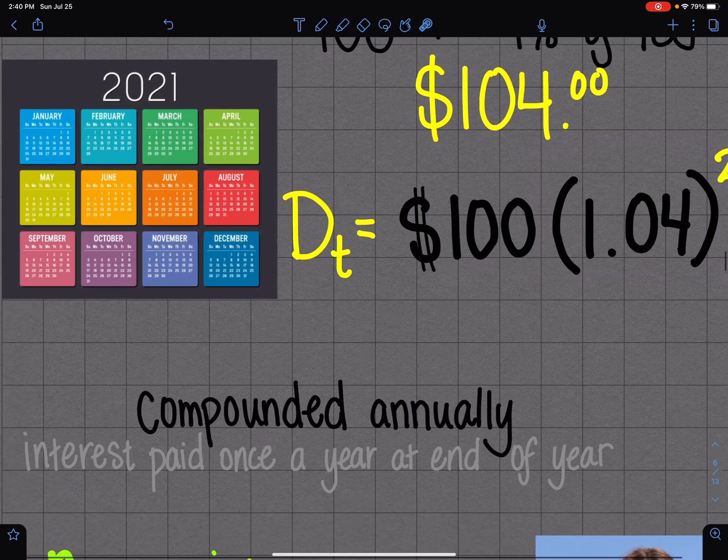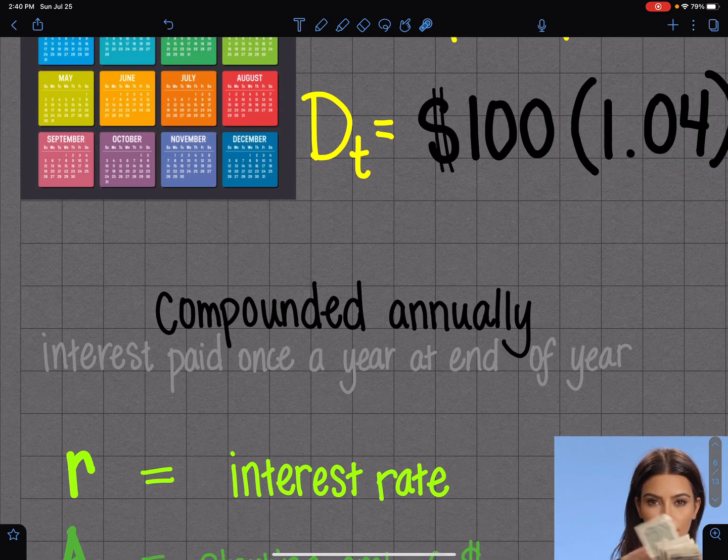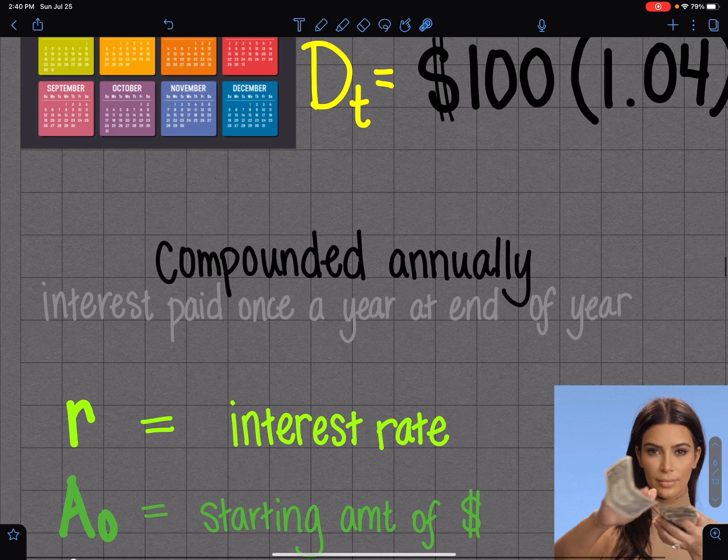Okay, in this example, the interest rate is compounded annually. And that means that they're only going to give you interest at the end of a calendar year. They're not going to do it every month. They're not going to do it every day. At the end of the calendar year, they will give you that amount of interest.